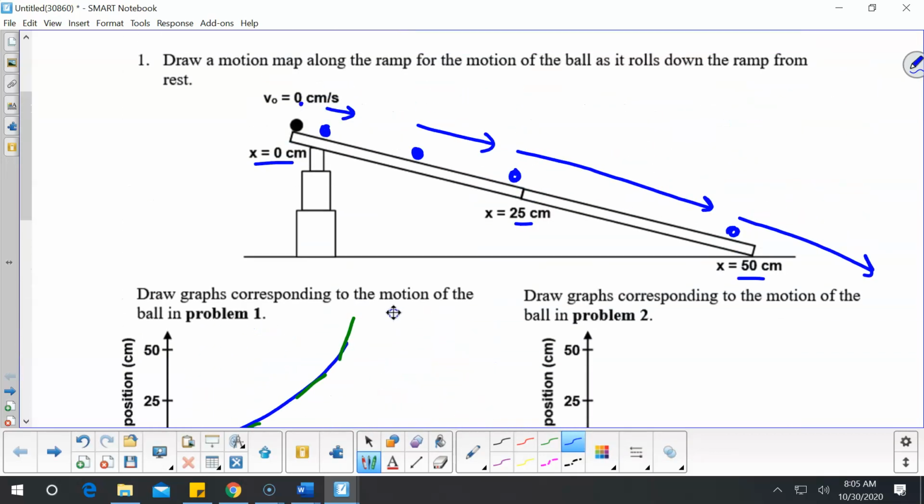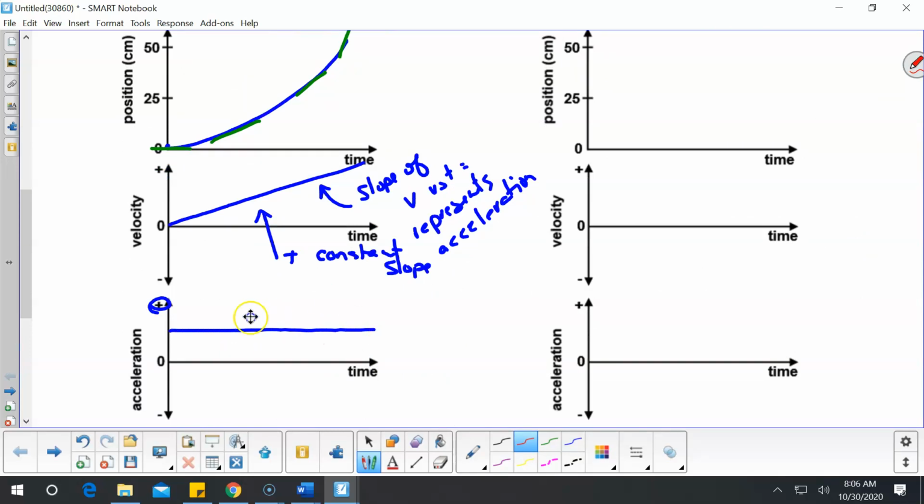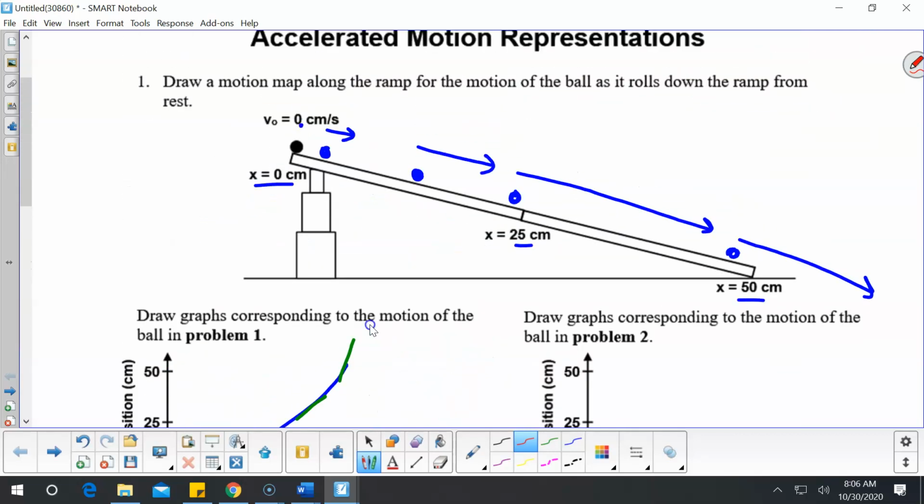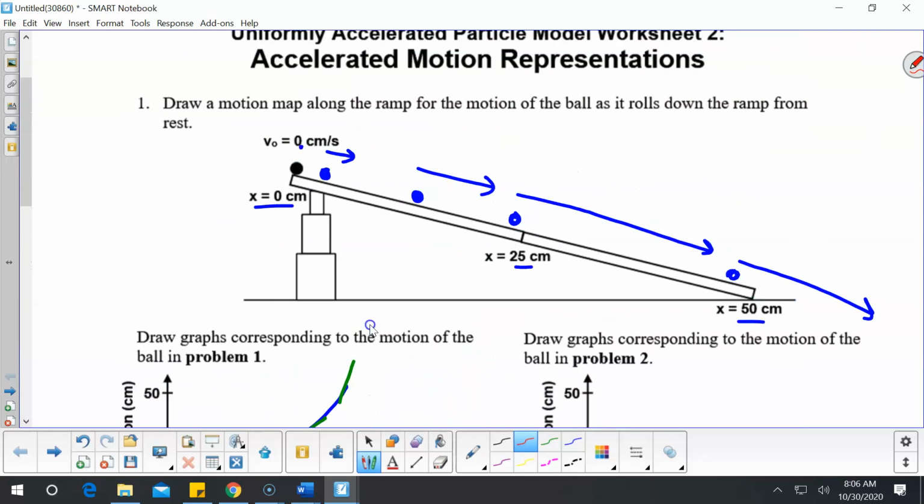Now, I also would like you to add the acceleration vectors on here when you do the motion map, and I'm going to do those in red. And those acceleration vectors, in this case, it is positive, and this is the positive direction, and it's constant. That means I'm going to put a vector, I'm going to put them in red, up here on every dot that I have for the velocity vectors. And notice, I'm drawing them the same length, representing that it is constant.